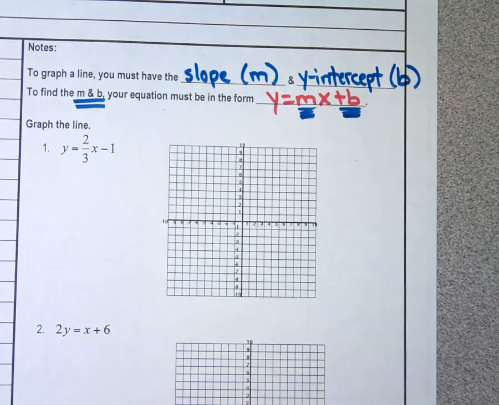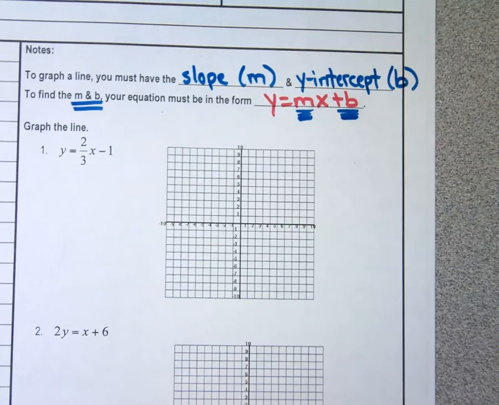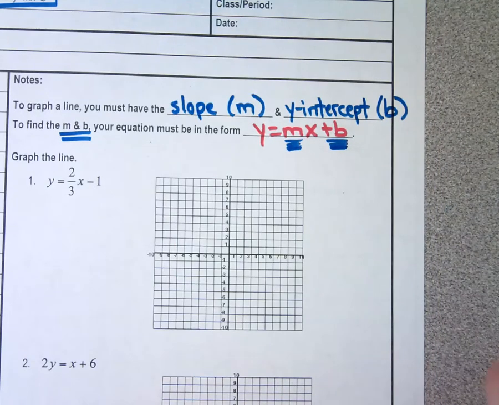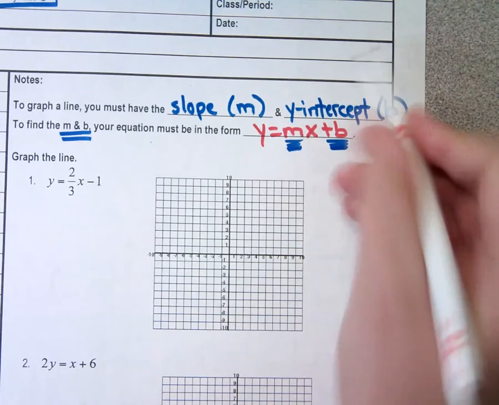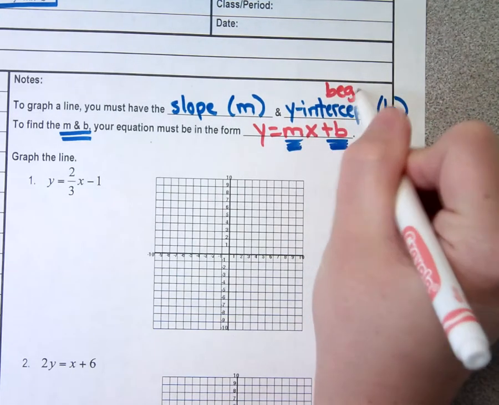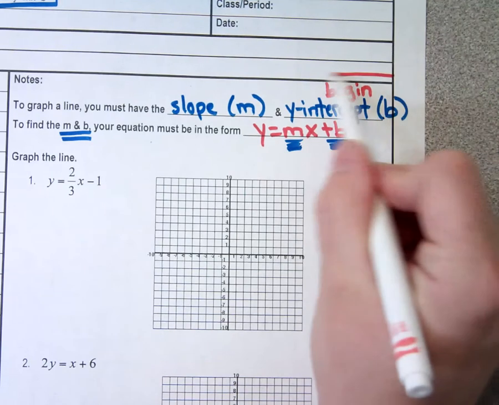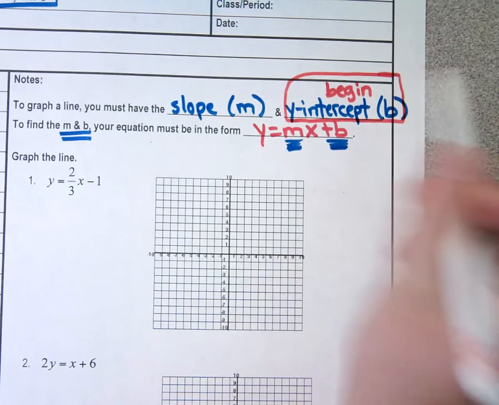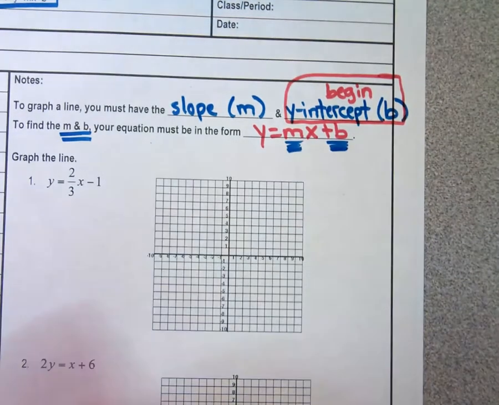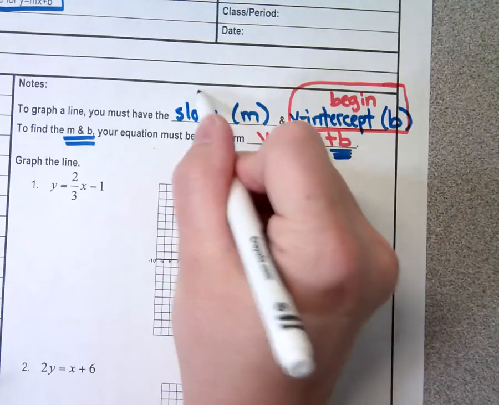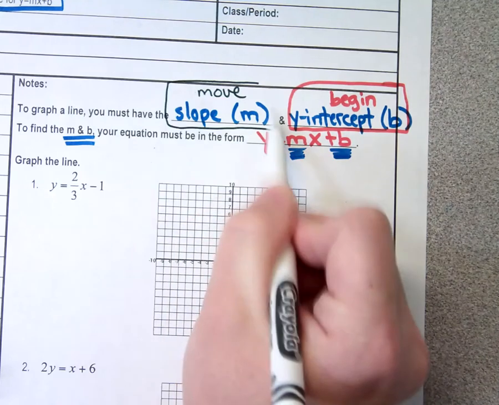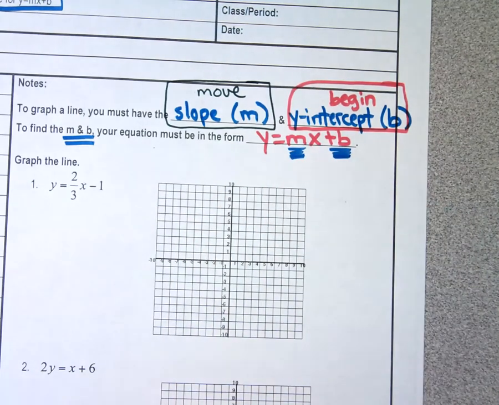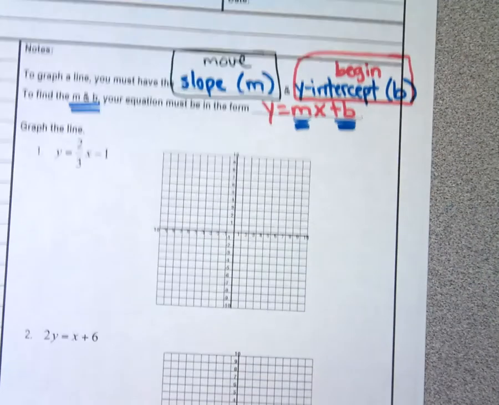Now, do you remember, which one do you do first when you're graphing? Do you plot the slope or do you plot the y-intercept? You plot the y-intercept first. Think of b as begin. So we begin by plotting the y-intercept. And then after we plot our y-intercept, think of m as move. We move with our slope. We rise and run or fall and run. Okay, there we go.